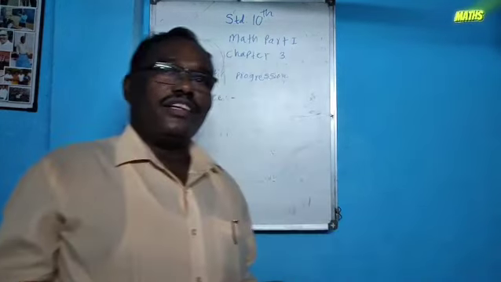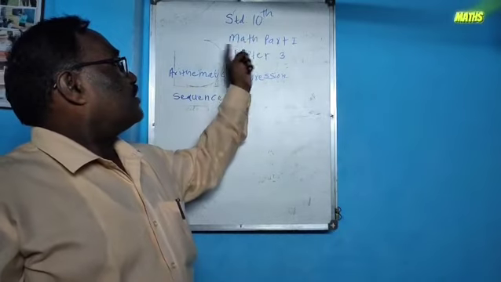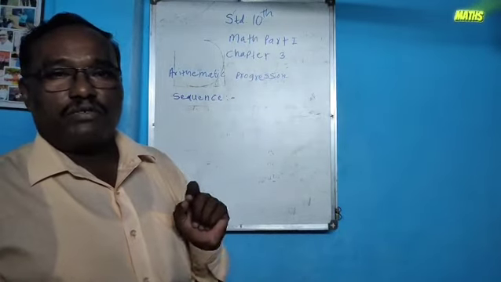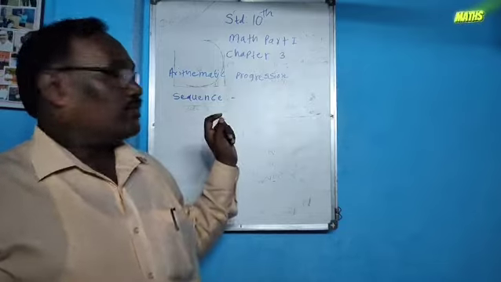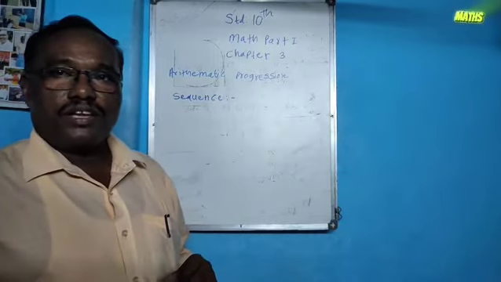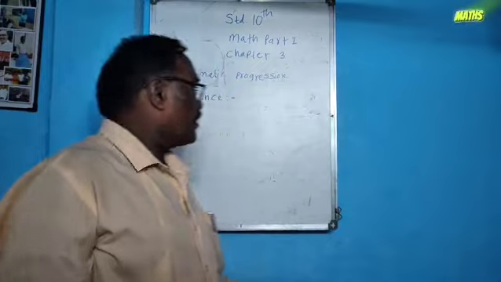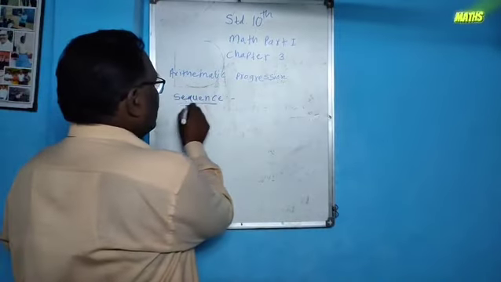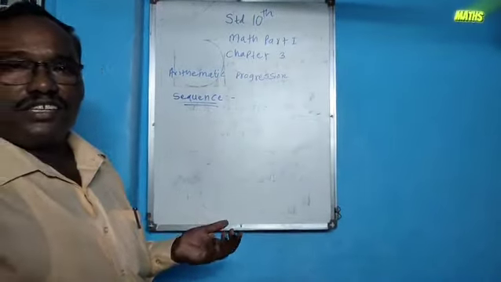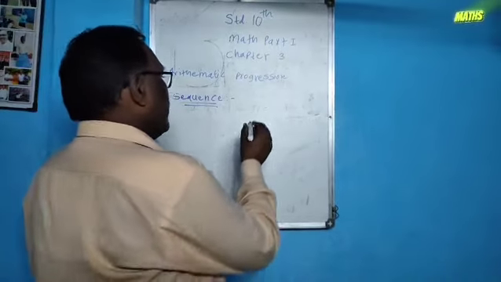Today we are learning the 10th standard subject Mathematics Part 1. Chapter number is 3rd, arithmetic progression. In arithmetic progression there is a sequence. Sequence means a number sequence.